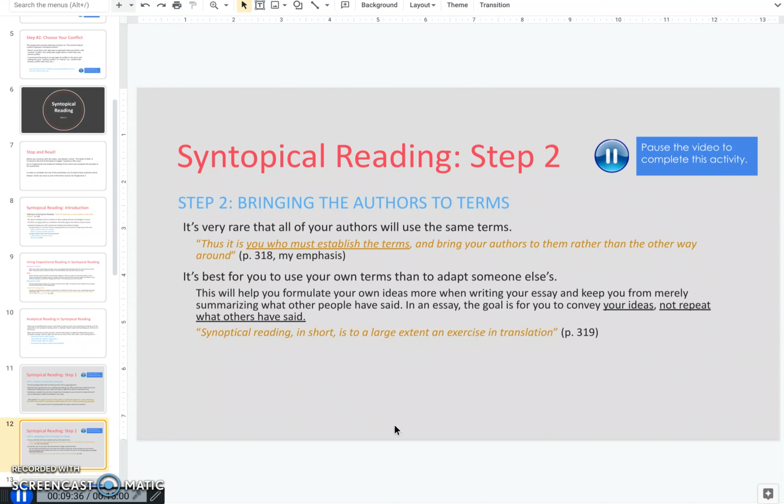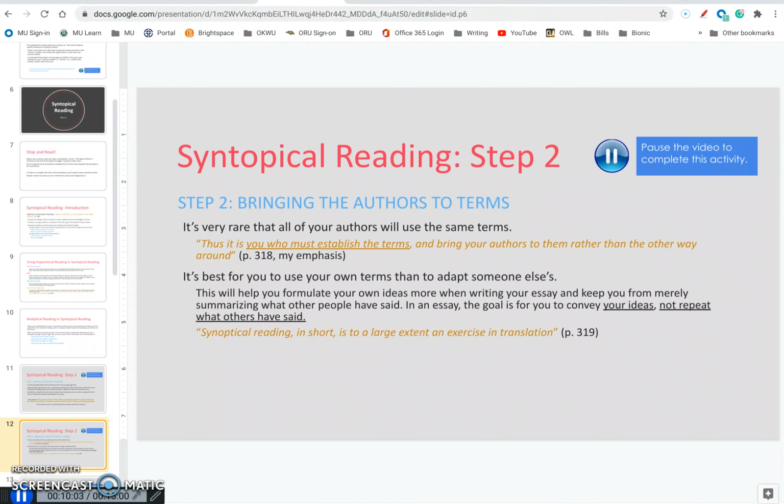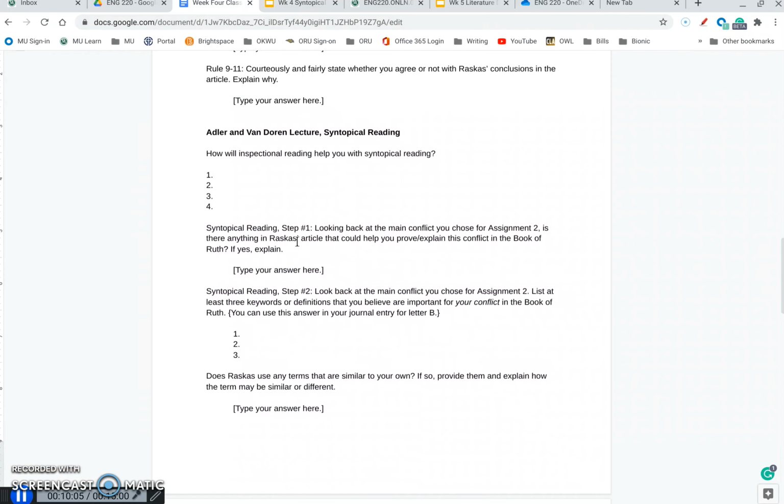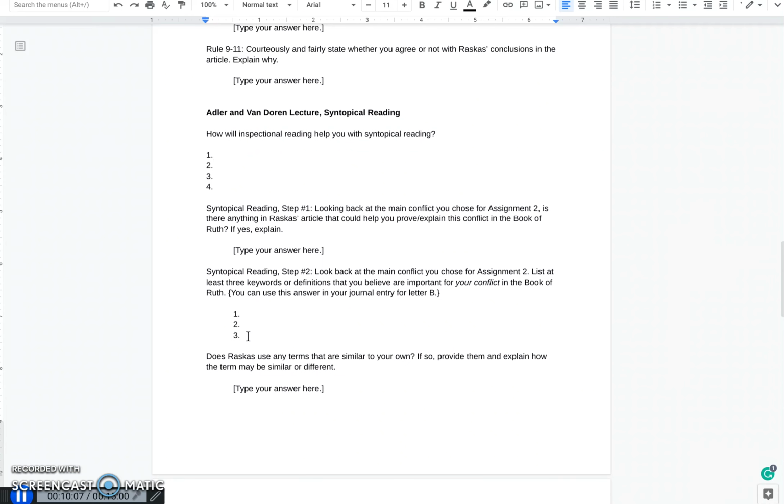With syntopical reading, it's really important that you define your own terms and make the other authors come to terms with you. You translate their ideas into your vocabulary and your definitions. This is what helps keep you in control of your paper rather than letting your sources dominate and take over.